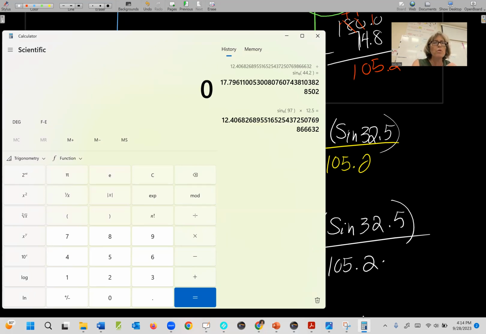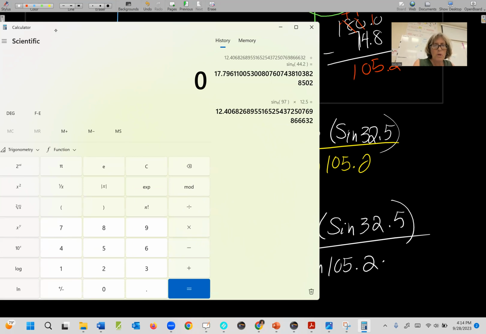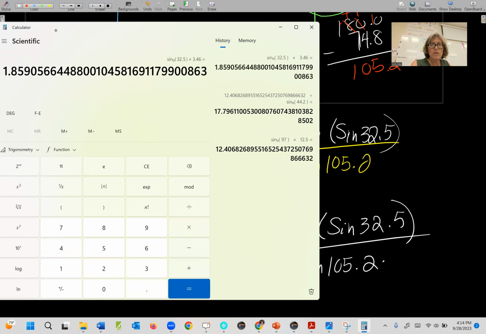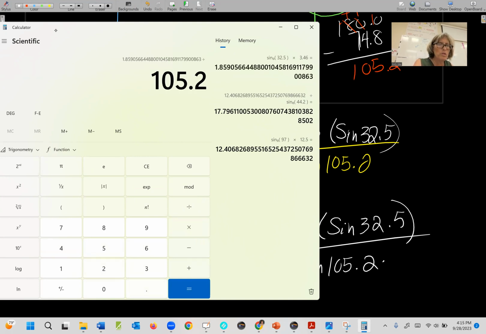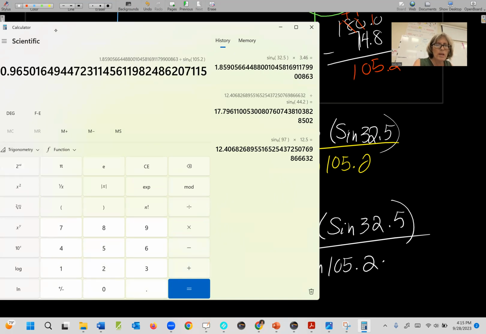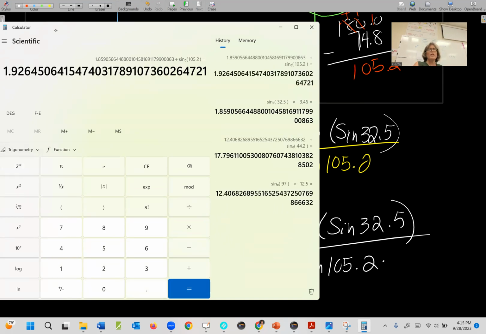We have to do it in a few more steps on this computer version of a calculator. 3.46. So I'm going to do 32.5 and find the sine of that. I kind of have to go backwards there. Times 3.46 divided by 105.2 sine, looks about right. And I'm getting 1.93.